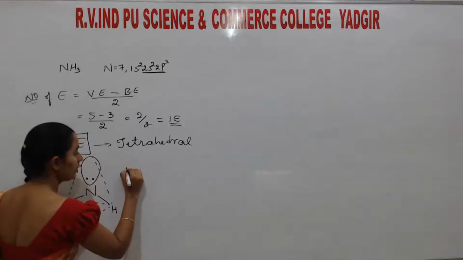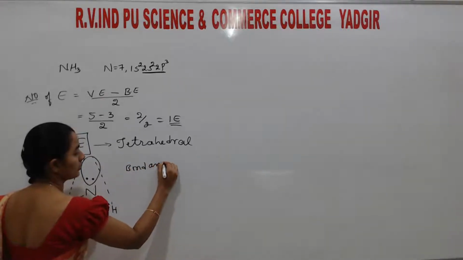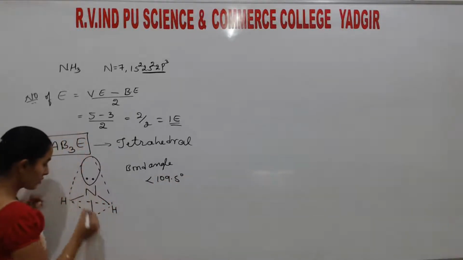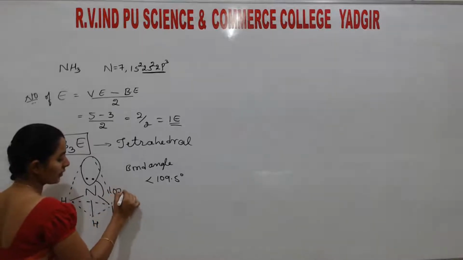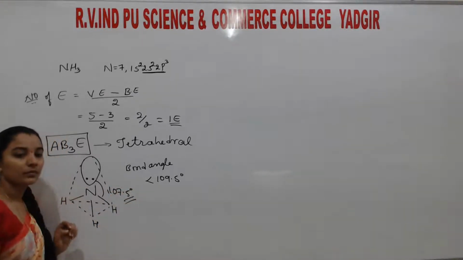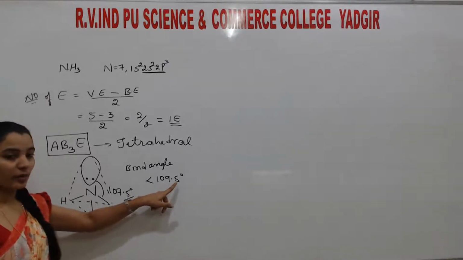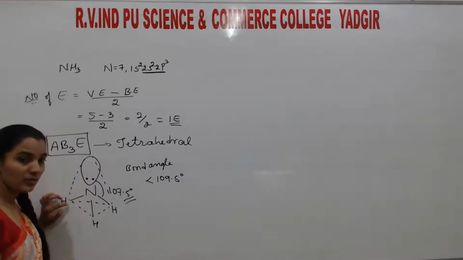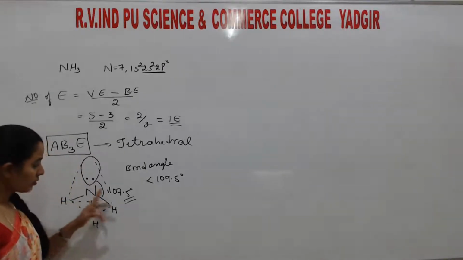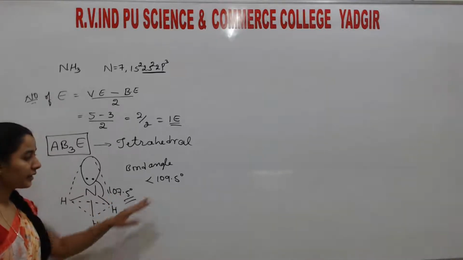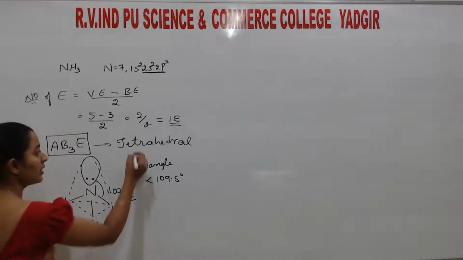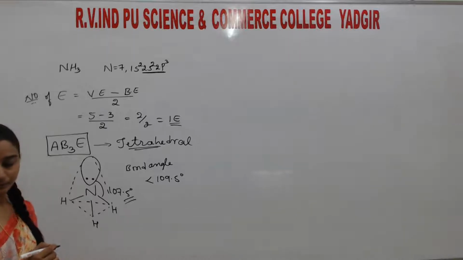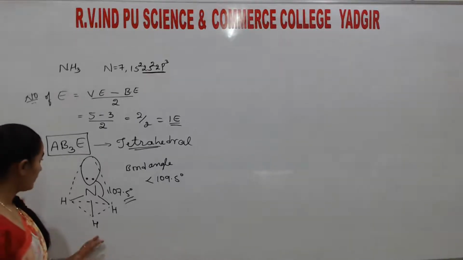Then the bond angle is less than 109.5 degrees. Actually, here the bond angle is 107.5 degrees, so less than 109.5. Why? Because one lone pair of electrons is there. Lone pair-bond pair repulsion is more compared to bond pair-bond pair repulsion. So the bond angle is 107.5 degrees instead of 109.5, because the standard tetrahedral angle is 109.5 degrees. So this is one example.